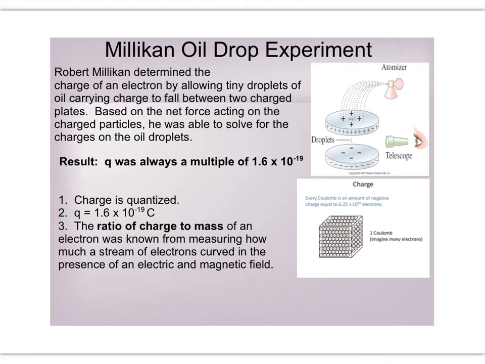And what he found was every single droplet had a charge that was a whole number multiple of this quantity, 1.6 times 10 to the negative 19th. So what he figured out is that the charge of an electron is quantized, which means it has to be exactly this amount. You can't get an electron that has a fraction of 1.6 times 10 to the negative 19th. It's going to have that exact amount, and if you have a different charge, then you have more electrons.